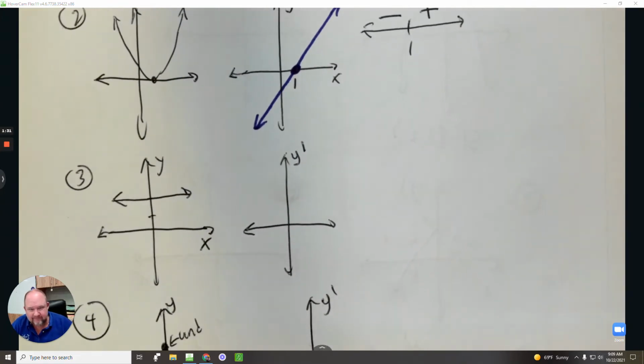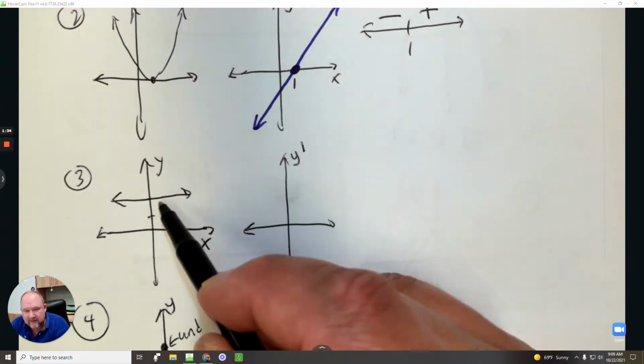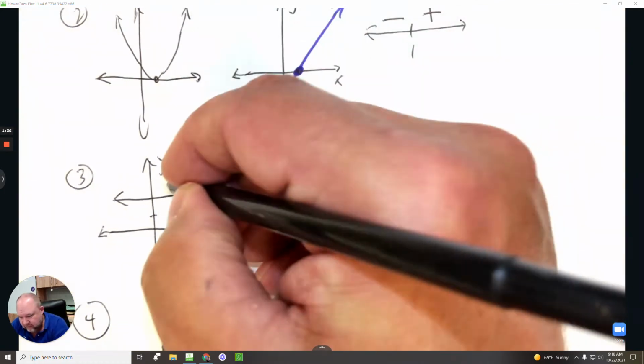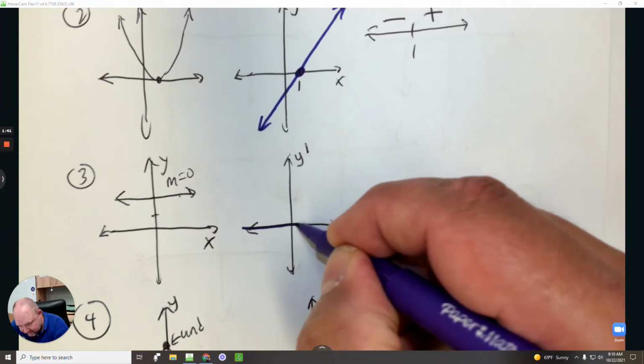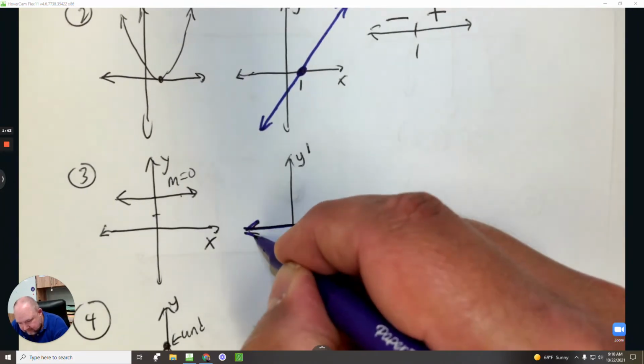Number 3. In number 3, I have a horizontal line. The slope of a horizontal line is 0, so the derivative just shows that. The slope is 0. Done.